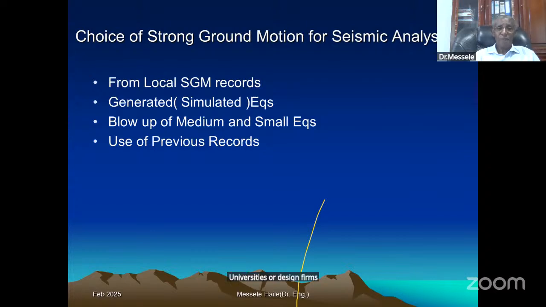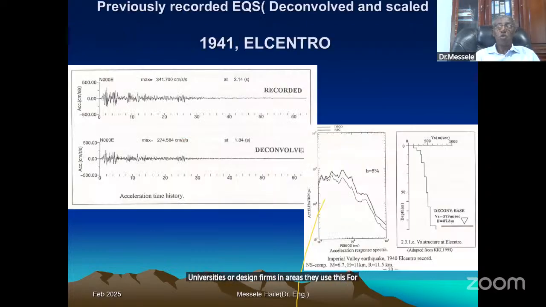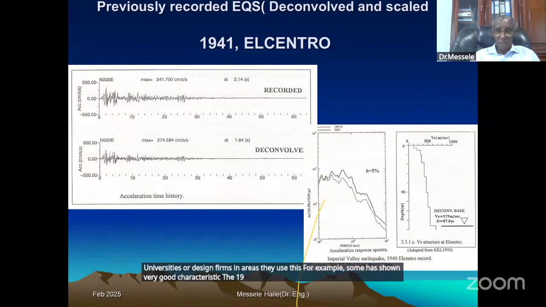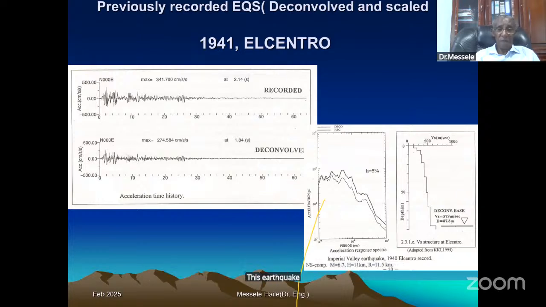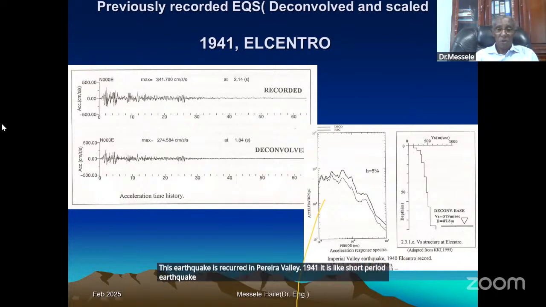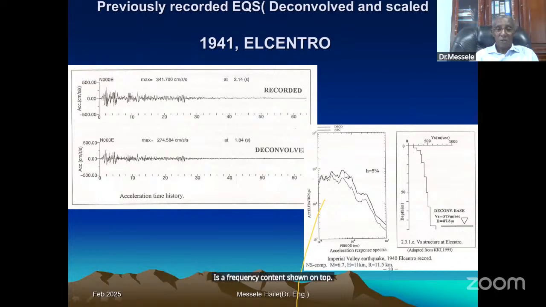They use this. For example, some records have shown very good characteristics, like the 1941 El Centro earthquake. This earthquake was recorded in the Imperial Valley in 1941. It is like a short period earthquake, the one shown on top, with the frequency content shown on top. What we need to do, I have done. This is the soil at the El Centro site, this profile that you see here.